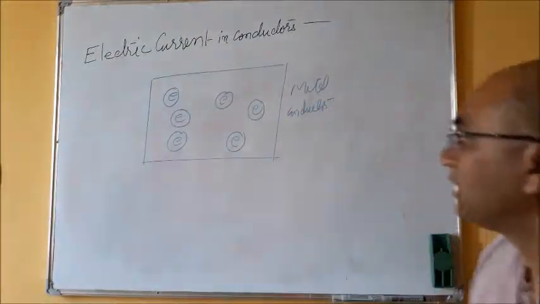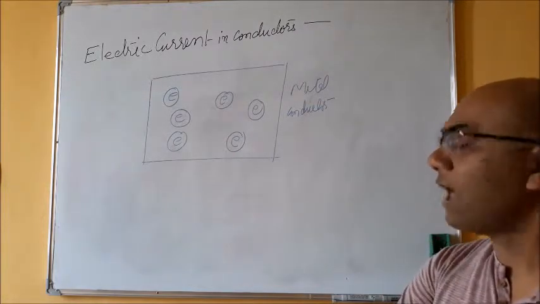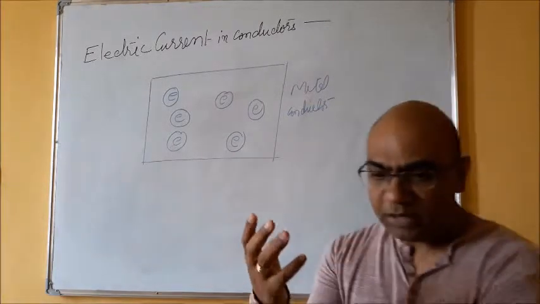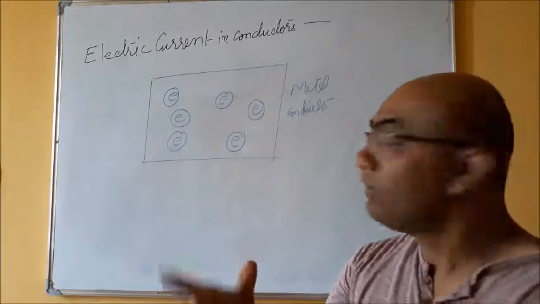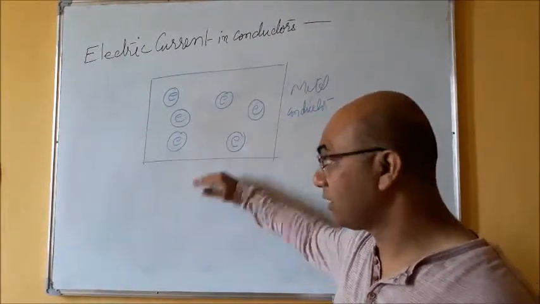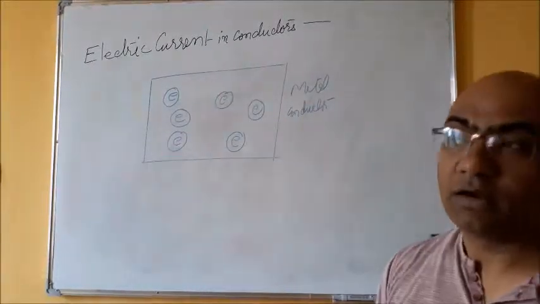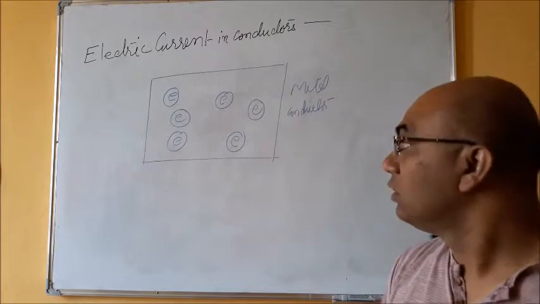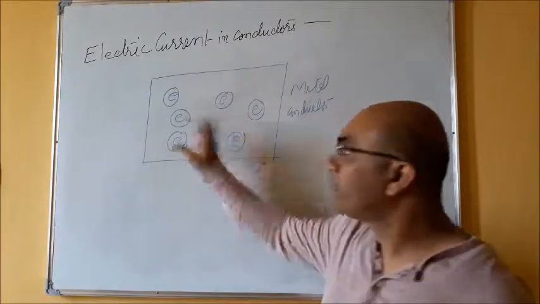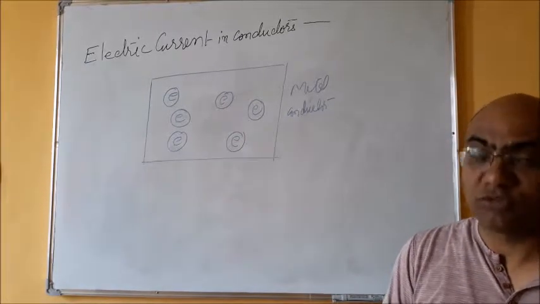So this metal conductor has so many electrons. Since I told you that electrons are free to move inside the conductor, they cannot come outside of this conductor, but they are free to move in the structure of this metal. And what is this metal? Conductor. So if electrons are free to move, what will happen? They have random motion.